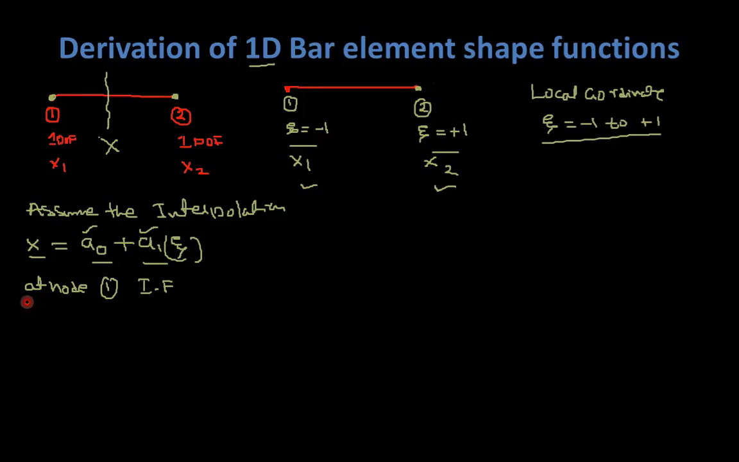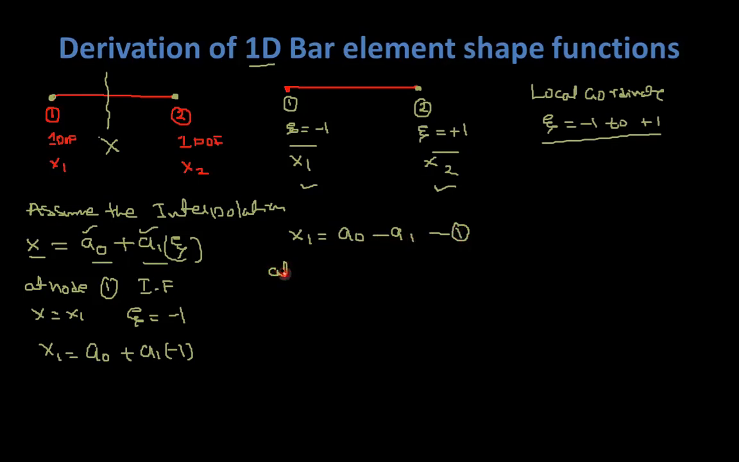Now let us write down the interpolation function at nodal number 1. The x becomes x1, and the zeta becomes -1. Therefore it is possible to write x1 as a naught plus a1 times zeta, with zeta equal to -1. So x1 equals a naught minus a1. Let us say this is equation number 1.